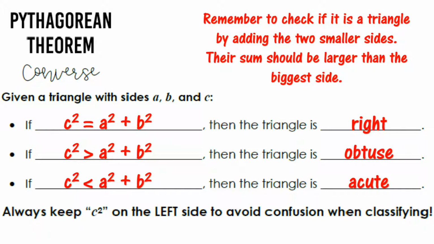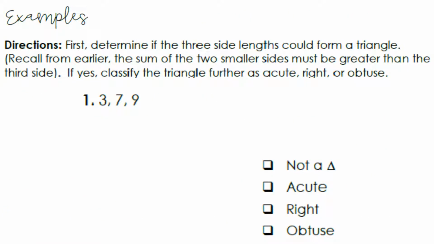Another hint I want to give you is that we need to check to see if it actually is a triangle by adding together the two smaller sides. And remember that to be a triangle, their sum should be larger than the biggest side. So if I add the two smaller numbers together, I should get some number larger than the biggest. So our examples, the directions state, first determine if the three side lengths could form a triangle. So recall from earlier that the sum of the two smaller sides must be greater than the third. And if yes, classify it further as acute, right, or obtuse.